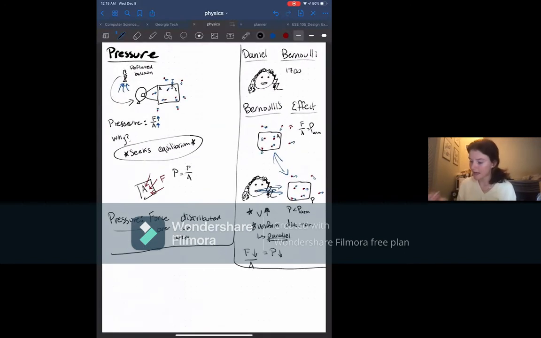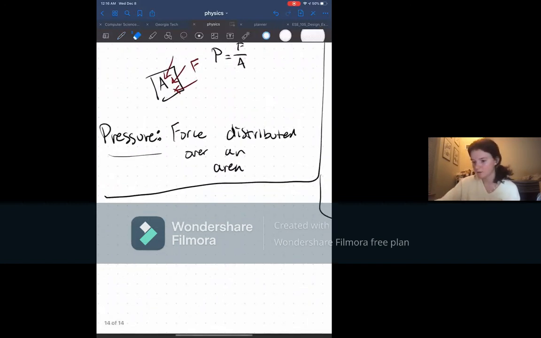Okay, so now that we understand that, now we can go into the quantitative Bernoulli's principle. And so this was kind of like the qualitative understanding of what Bernoulli did. So now we can go into exactly what he defined. So this is Bernoulli's principle.